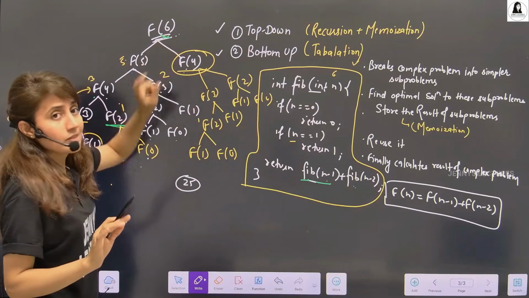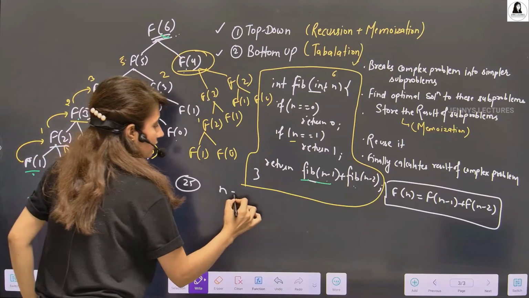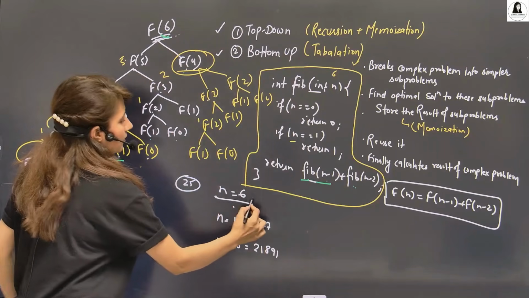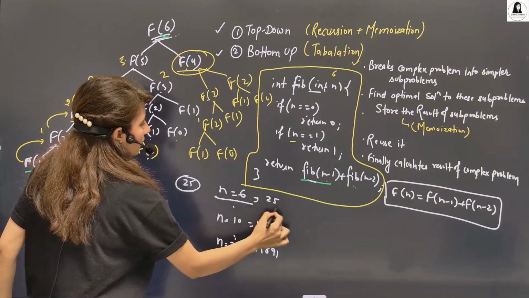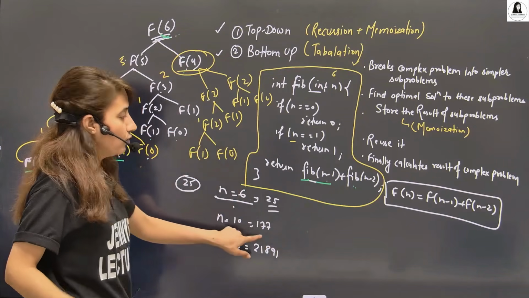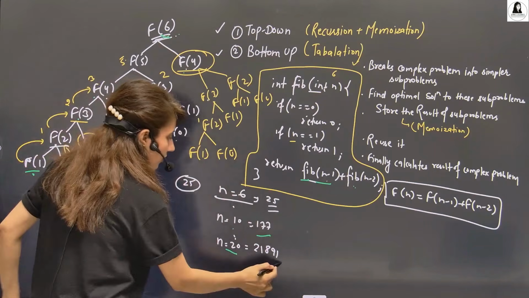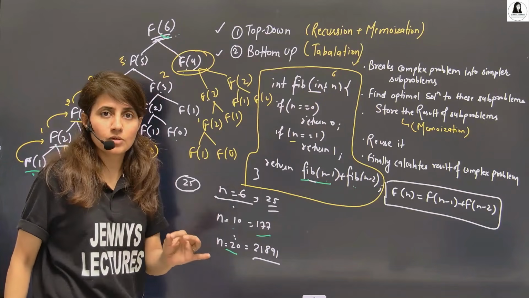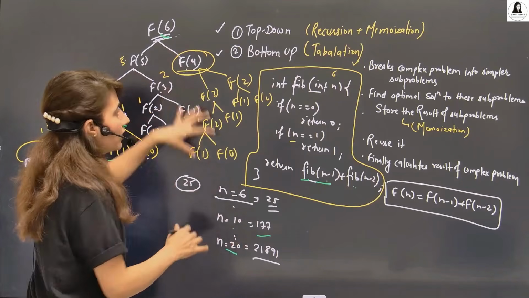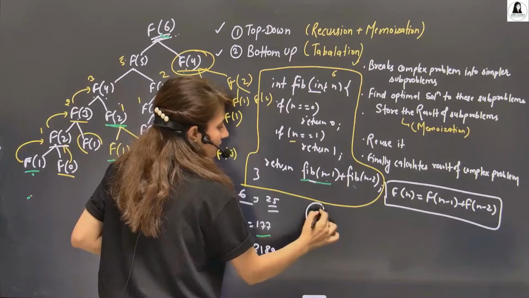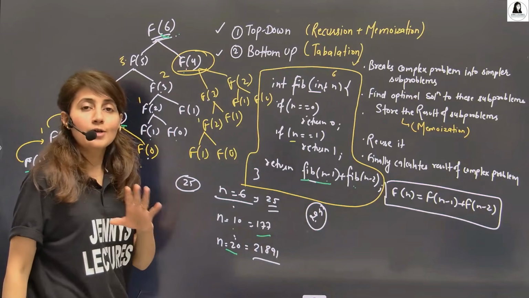For just f of 6, if n is 6, recursive calls are almost 25. Like this, when n is 10, it will be 177. When n becomes 20, these recursive calls are almost 20,000. So these recursive calls are increasing exponentially. So it's 2 raised to power n. Time complexity will be approximately 2 raised to power n.